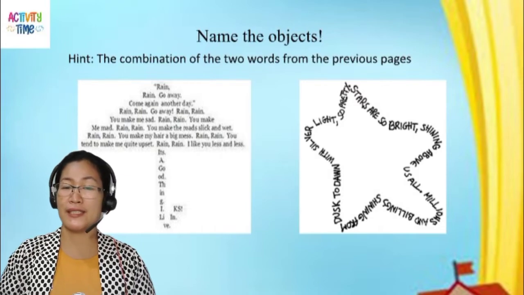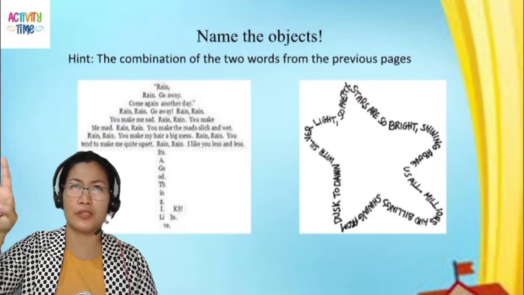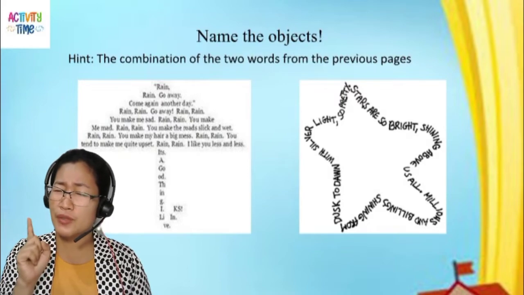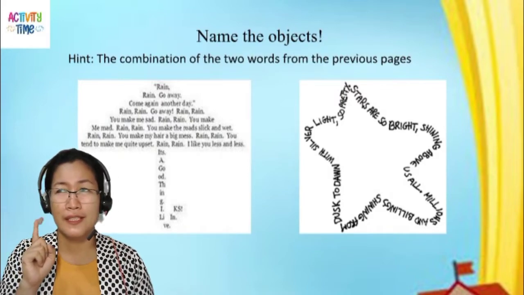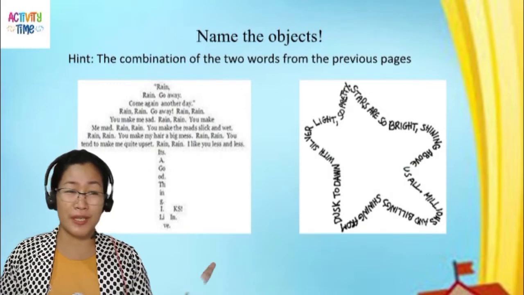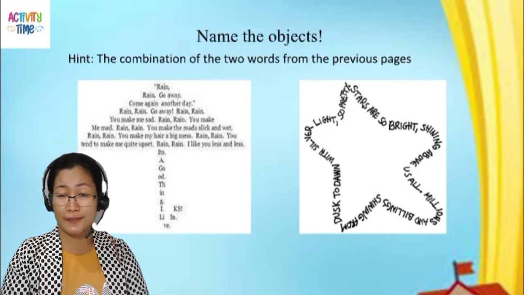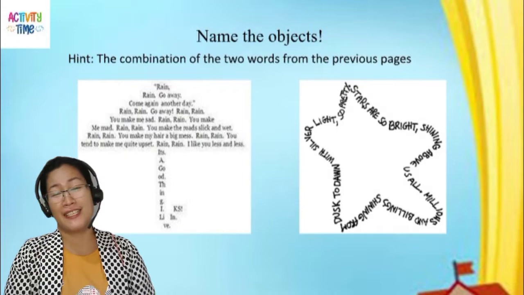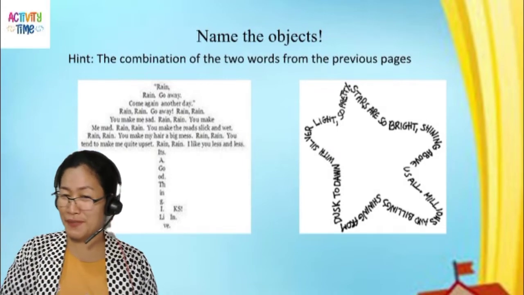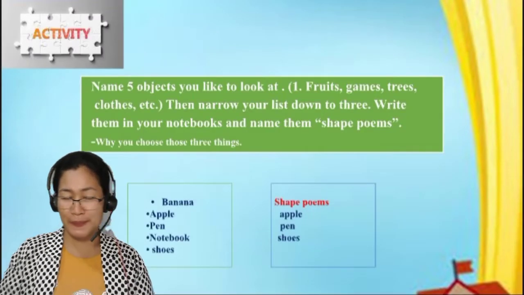Okay, so here is the hint. The combination of two words from the previous pages. Can you still remember the two words? The first one: square, rectangle, circle, heart. Yeah, shapes. And the other one, all things bright and beautiful, all creatures great and small. Yes, poem. So when we combine those two words, we make a phrase, and the phrase is shape poems. Very good.